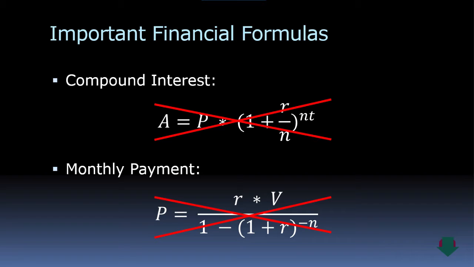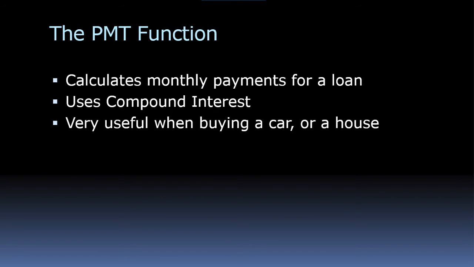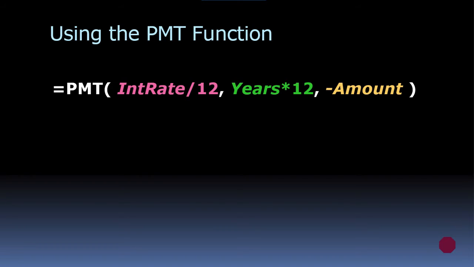Why? Because we have a special tool. We have Excel, the most powerful general purpose calculator tool known to mankind, and that will remember the formulas for us. We're going to use a special function called the PMT function, or payment function. This calculates monthly payments for a loan using compound interest, and it's extremely useful when you're buying a car or a house. The function looks like this.